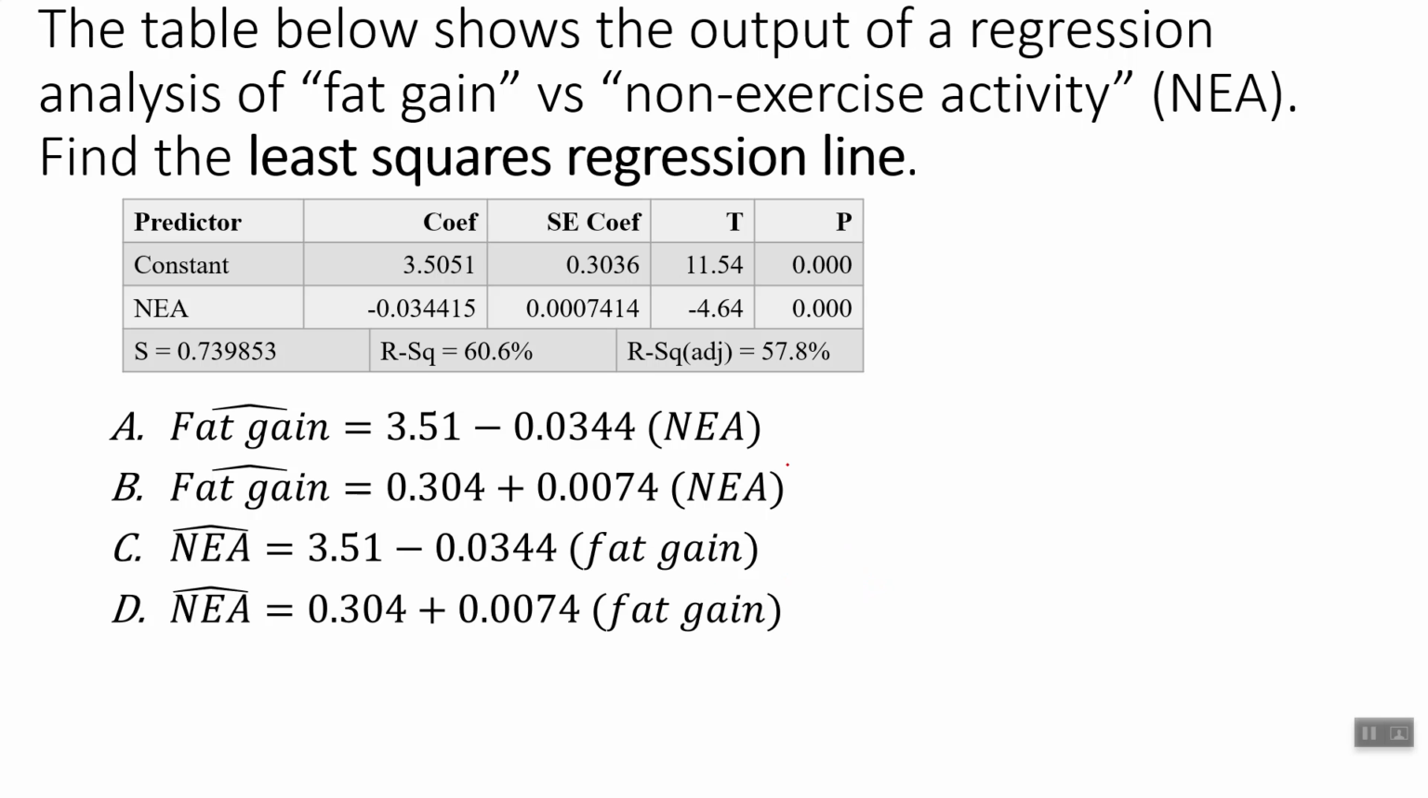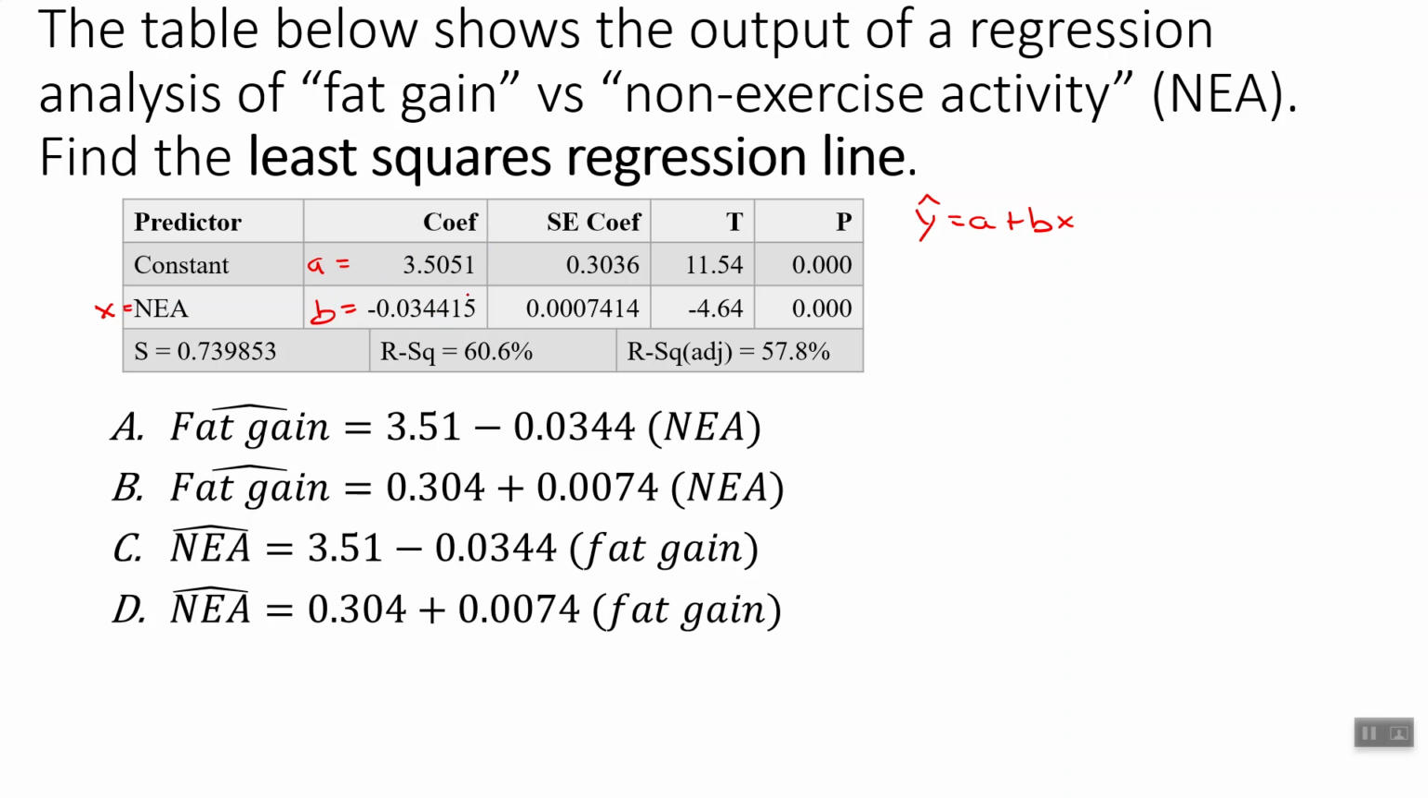Right. If you need more time, stop it and think about it. But this right here, the coefficient of the constant, that's going to be our y-intercept. So that's going to be like our a, if we're doing y hat equals a plus bx. And NEA coefficient, so NEA, non-exercise activity, looks like that's going to be our variable. That's going to be our x. And so that means our slope right here is that.